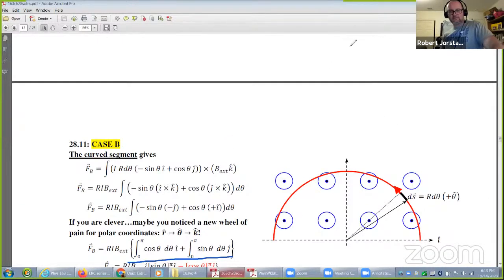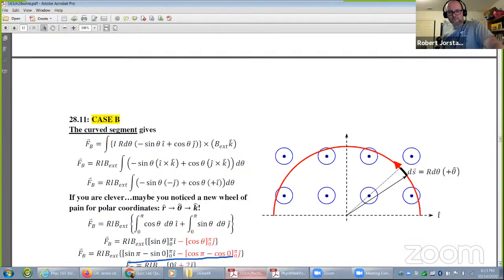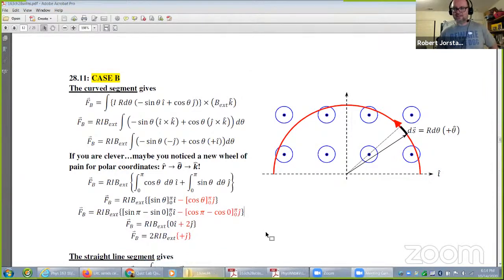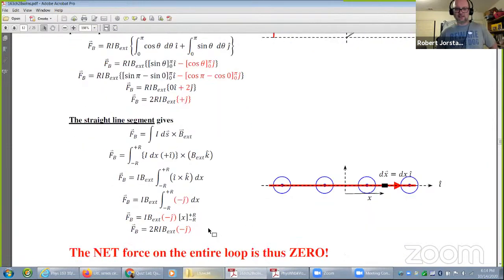Let's go see what you get. You get 2 ribs for the force. Ribs. Okay. Now, look at the straight line segment as well. So I'll pause for a second. You get a lot of these cosine integral type things popping out. So it's looking like we're going to get a force, right? The straight line segment gives you negative 2 ribs. What? No force.